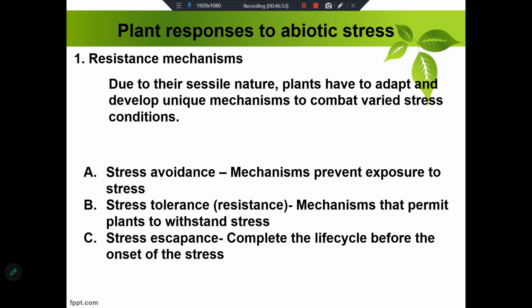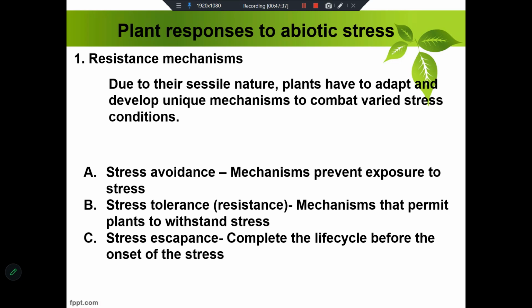So let's talk about different types of plant responses. Plants can respond to abiotic stresses by having some resistance mechanisms. Especially, we can talk about them at the individual level. All plants will show some type of resistance mechanism, and they can develop unique mechanisms to combat the varied stress conditions. There are three different types of resistance mechanisms that we can discuss. This is like a general introduction. Under each and every stress condition, we will talk about what those resistance mechanisms are.